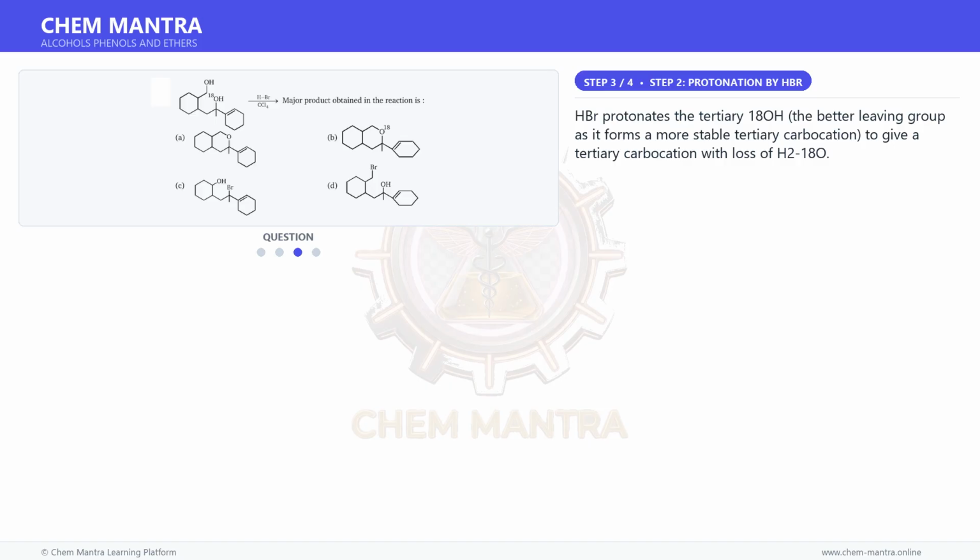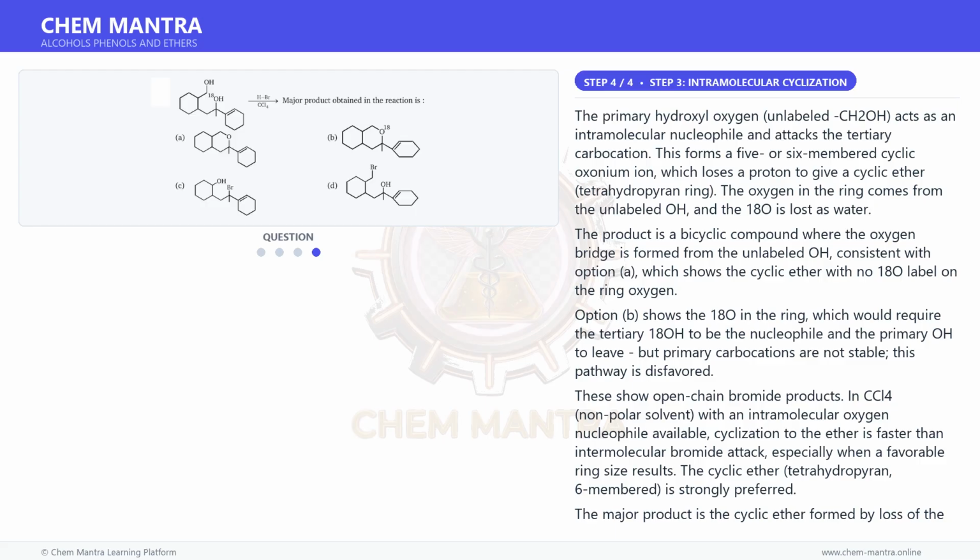HBr protonates the tertiary 18O, the better leaving group, as it forms a more stable tertiary carbocation, with loss of H2-18O. And for the final step, the primary hydroxyl oxygen, unlabeled CH2O, acts as an intramolecular nucleophile and attacks the tertiary carbocation. This forms a 5 or 6-membered cyclic oxonium ion, which loses a proton to give a cyclic ether, tetrahydropyran ring. The oxygen in the ring comes from the unlabeled O, and the 18O is lost as water.